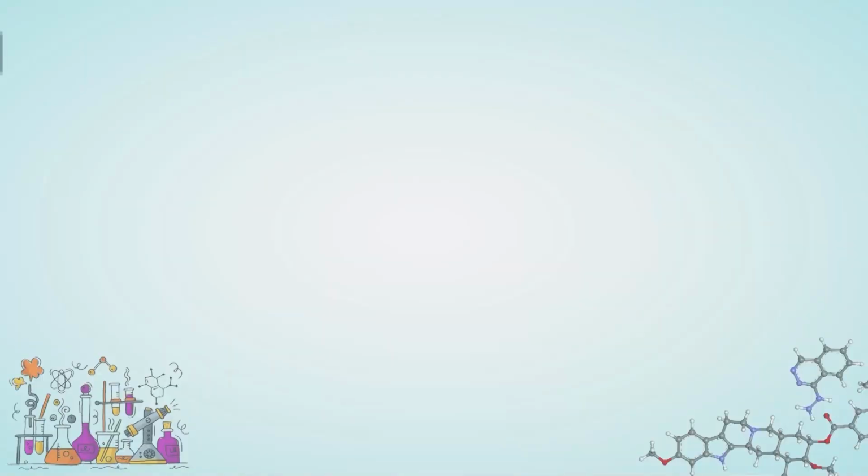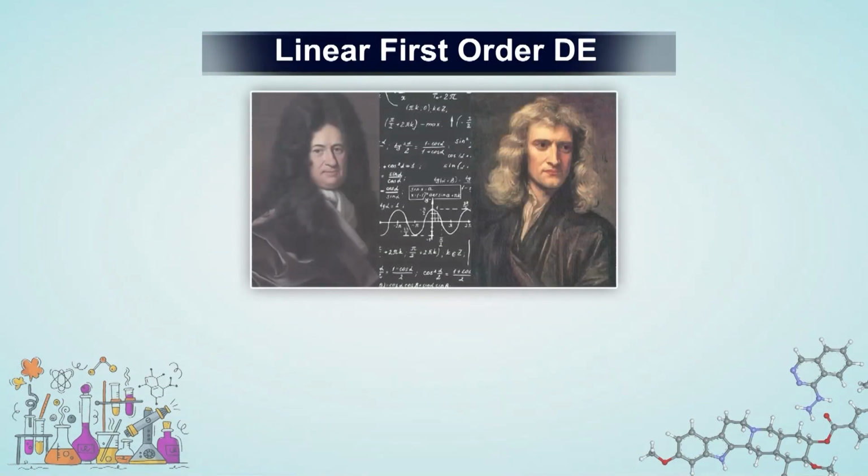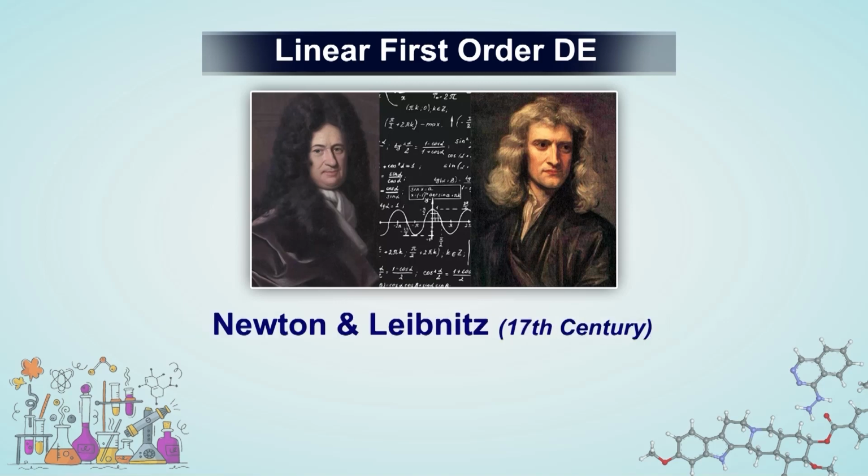Now a wonderful topic we have, that is the linear first order differential equation. This was again discovered by Newton and Leibniz, who are also credited with discovering calculus. Differential equation is a branch of calculus. Differential equation is an application of calculus. Newton and Leibniz applied this differential equation for modeling physical systems in the 17th century.